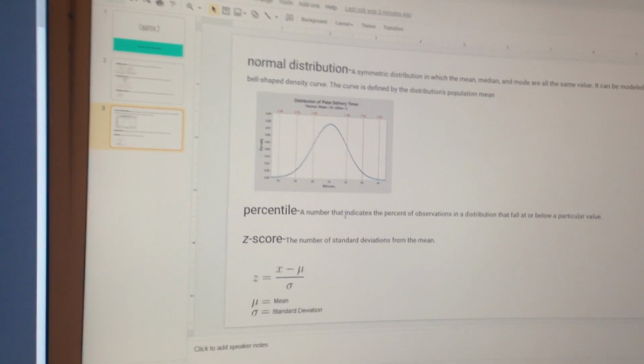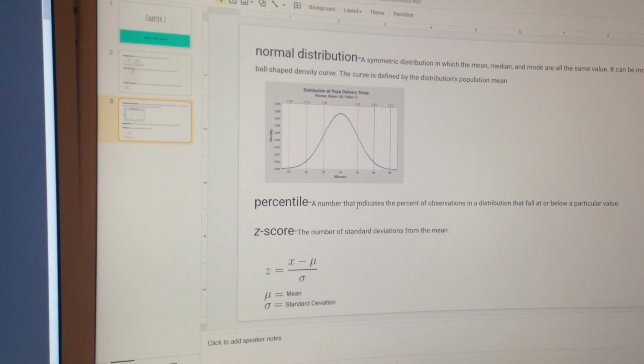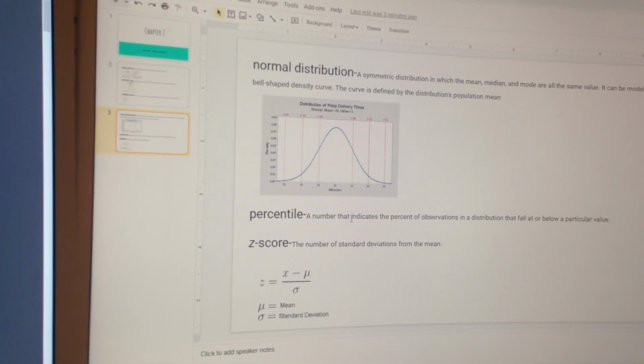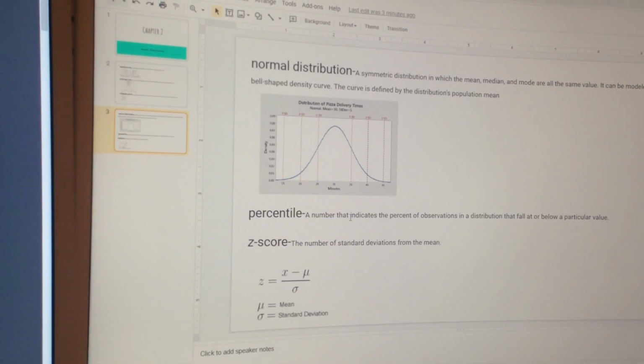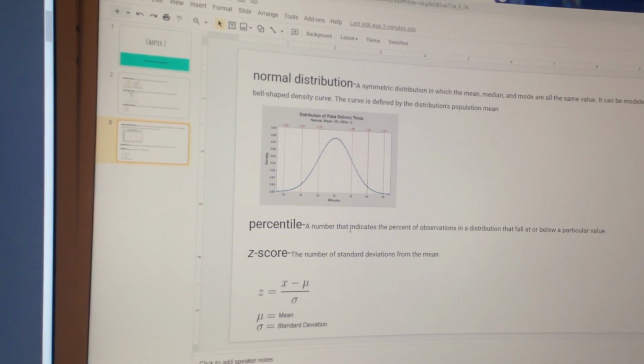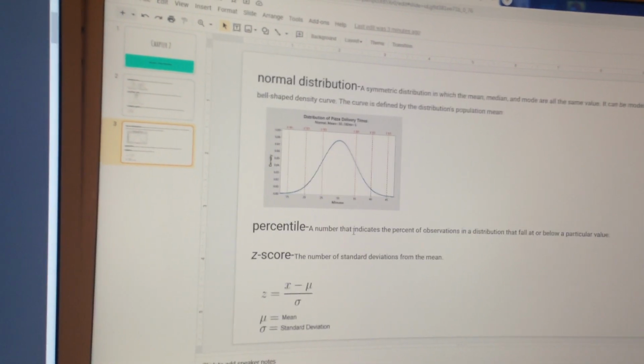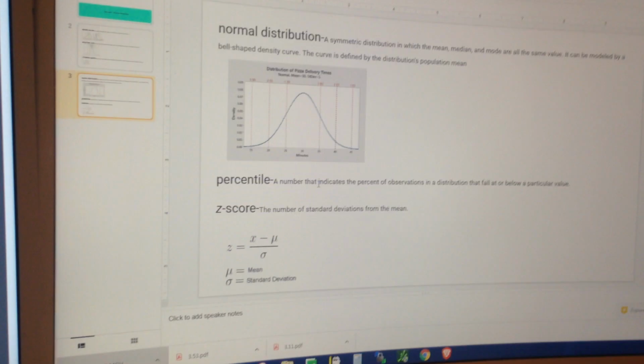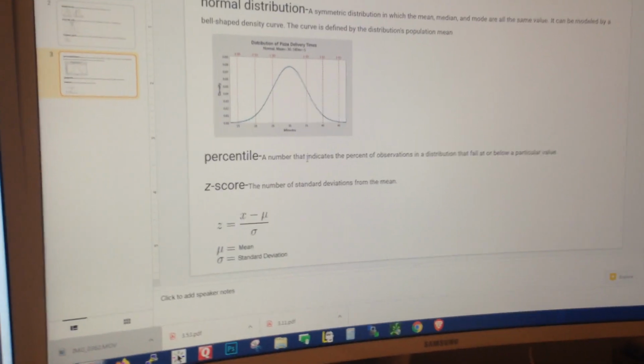So a percentile is a number that indicates the percent of observations in a distribution that fall at or below that particular value. And so like an example of this, which I've been learning, is like falling into certain percentiles with ACT tests and SAT tests. And so that's how I've been applying it to my real life.